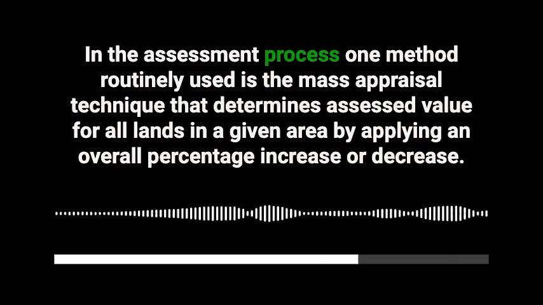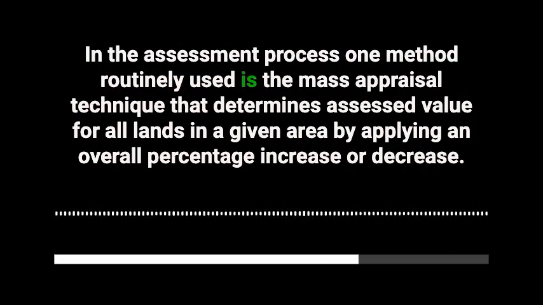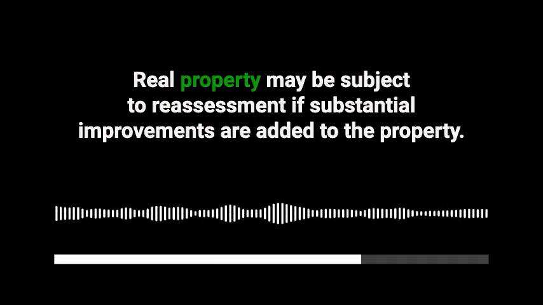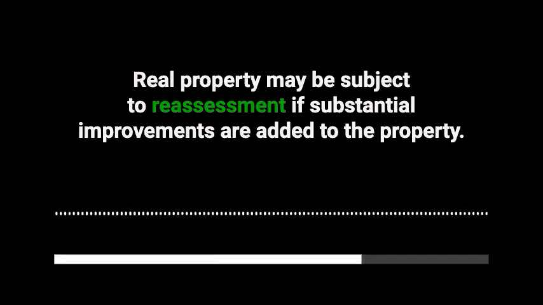In the assessment process, one method routinely used is the mass appraisal technique that determines assessed value for all lands in a given area by applying an overall percentage increase or decrease. This method is often used in North Carolina in conjunction with a horizontal adjustment. Real property may be subject to reassessment if substantial improvements are added to the property.